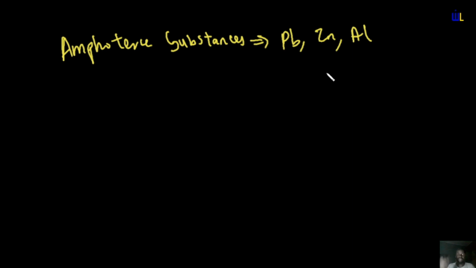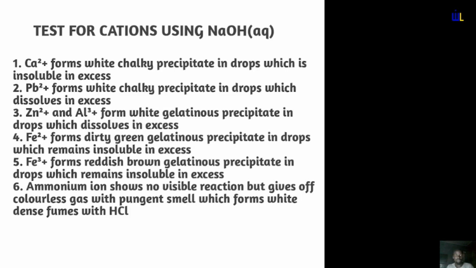Now, having said this, we're going to start with the very first one. I will consider the following metals. I would just like to put up a picture that could help us understand this. Okay, so test for cations using sodium hydroxide. Now, the first thing is that anytime you introduce sodium hydroxide in drops to any salt that contains calcium ion, white chalky precipitates will be formed in drops.